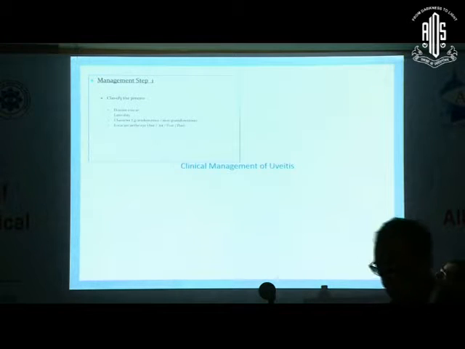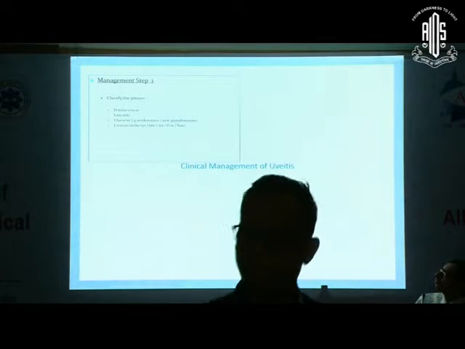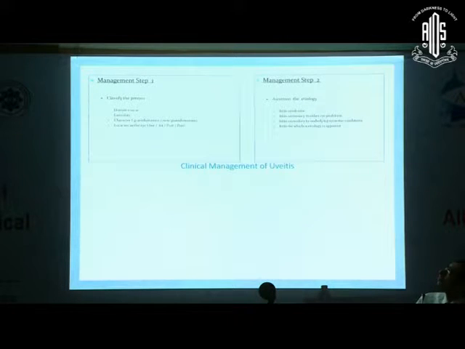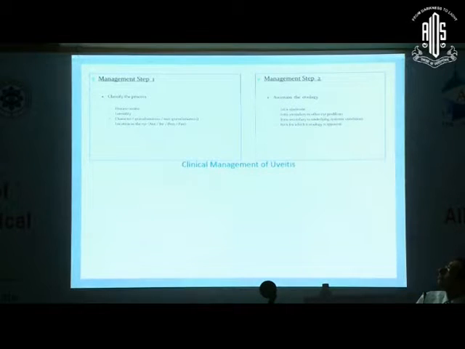If you look at the clinical management of uveitis in a nutshell, we first have step one, where we classify the entire process. We look at the disease course, the laterality, the character, whether it is granulomatous or non-granulomatous. We look at the location, whether it's anterior, intermediate, posterior, or pan. Then we go on to ascertain the etiology of the entire process.